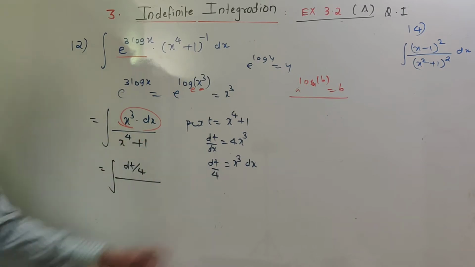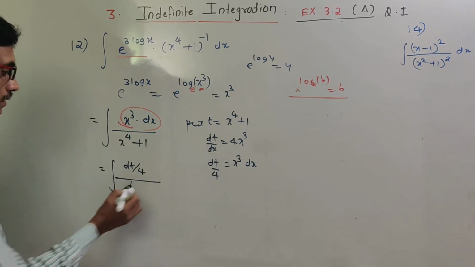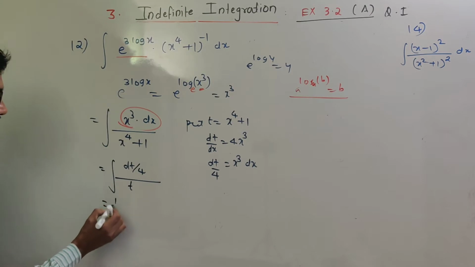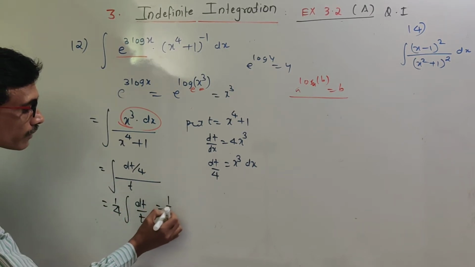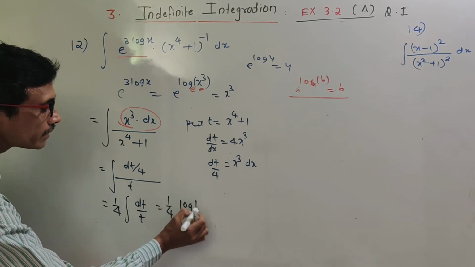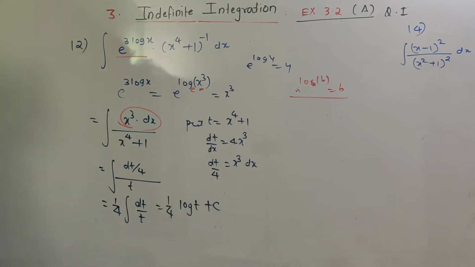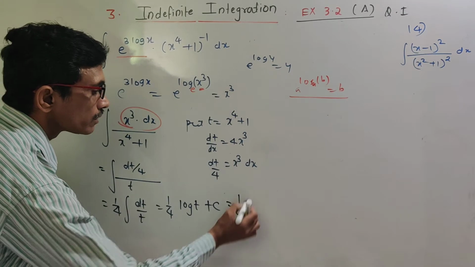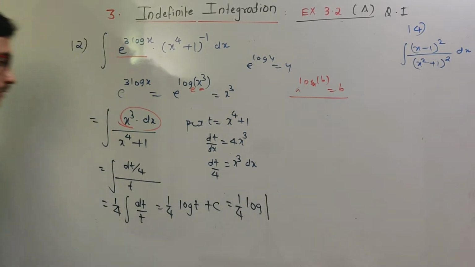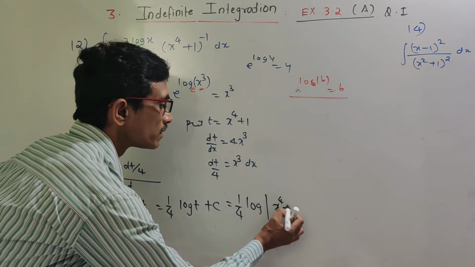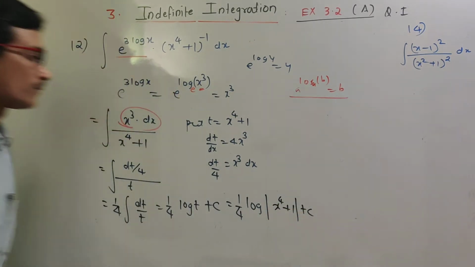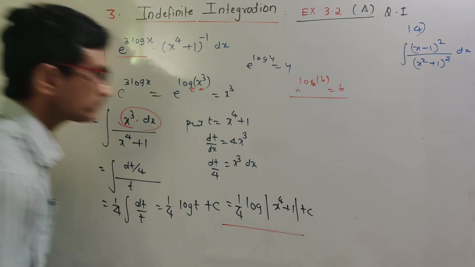X to the power 4 plus 1 is equal to t. 1 by 4 is constant, integral dt upon t, which is 1 by 4 log of t plus c, which is 1 by 4 log of t. What is our t? X to the power 4 plus 1, plus c. This will be our answer.